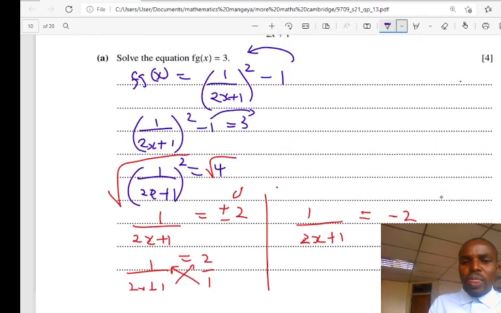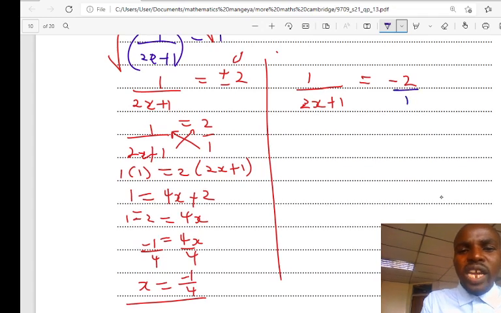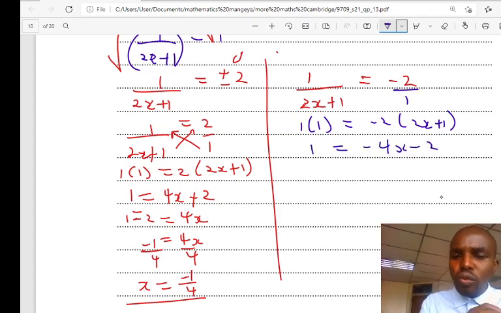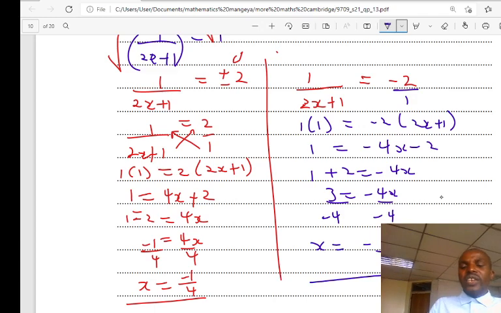If it's minus 2, then cross multiply over 1 here. 1 times 1 is equals to minus 2 times 2x plus 1. Then this one, it will be 1 is equals to minus 4x minus 2. 1 plus 2 is equals to minus 4x. Then 3 is equals to minus 4x. Divide by minus 4 by minus 4. You get your x is equals to minus 3 over 4. Then you can say you are done.